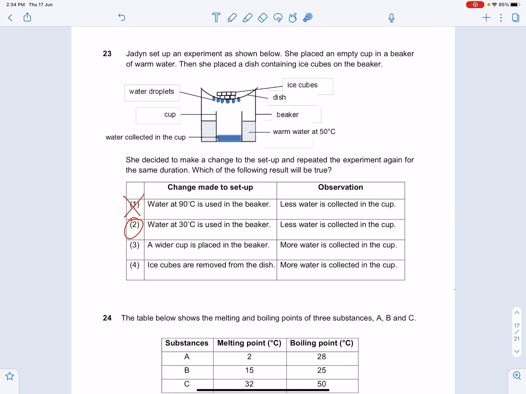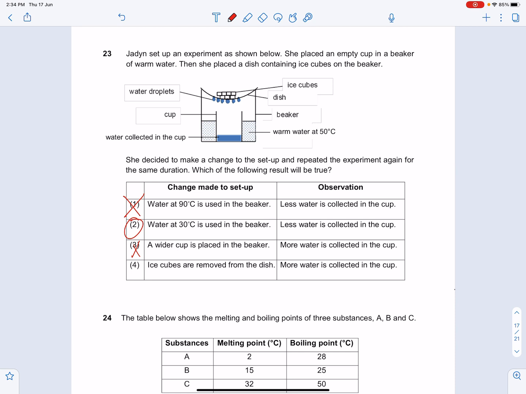A wider cup placed in the beaker, so more water will be collected. Well, not true, simply because, can you see this is curved? It will still drip to the center. So nope, doesn't matter. Ice cubes were removed from the dish.